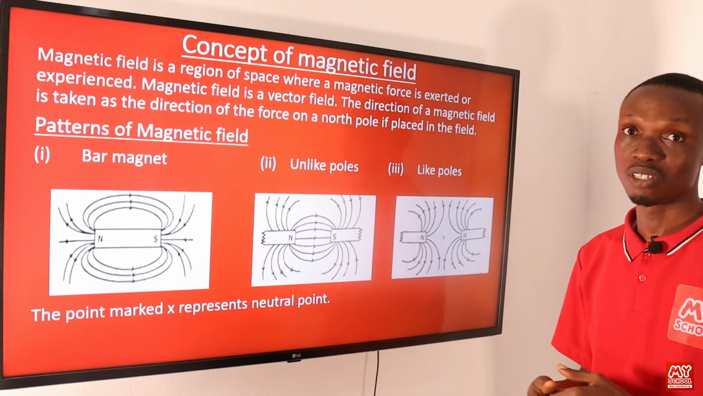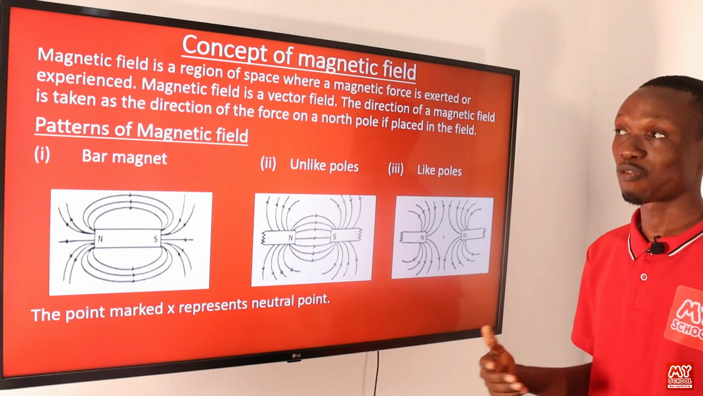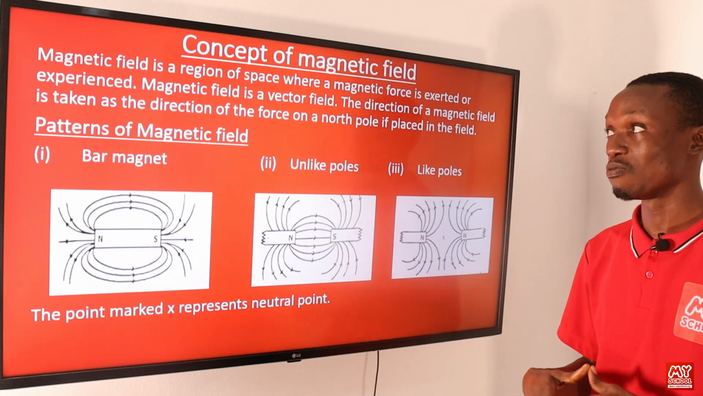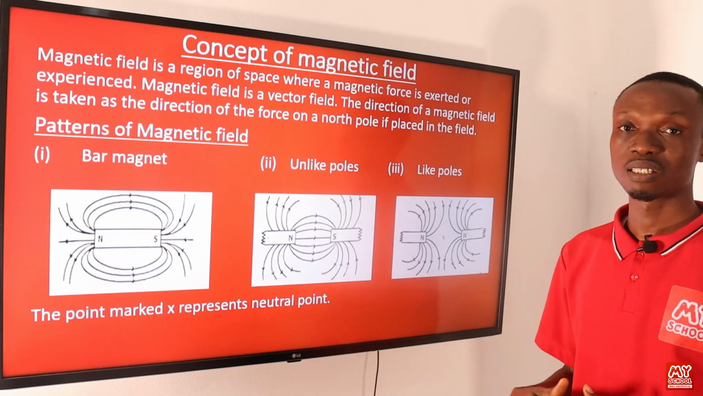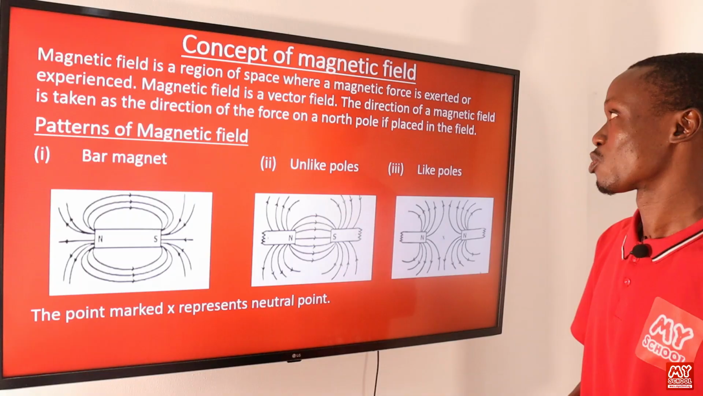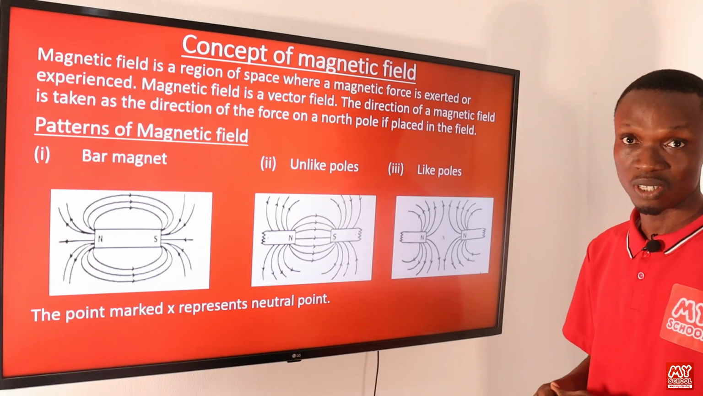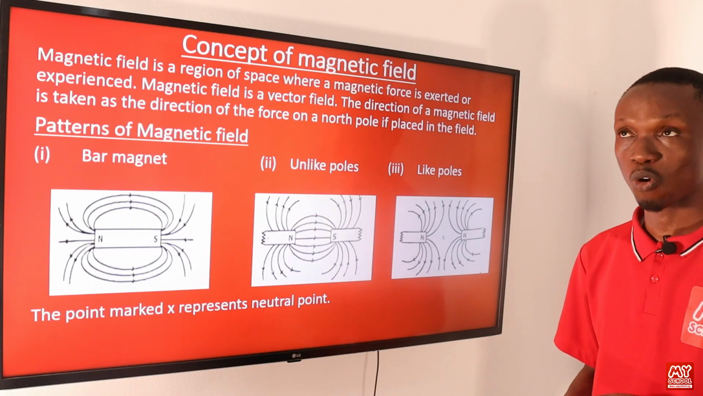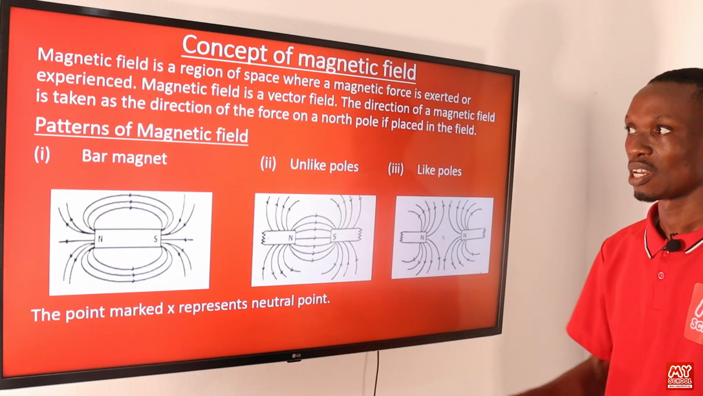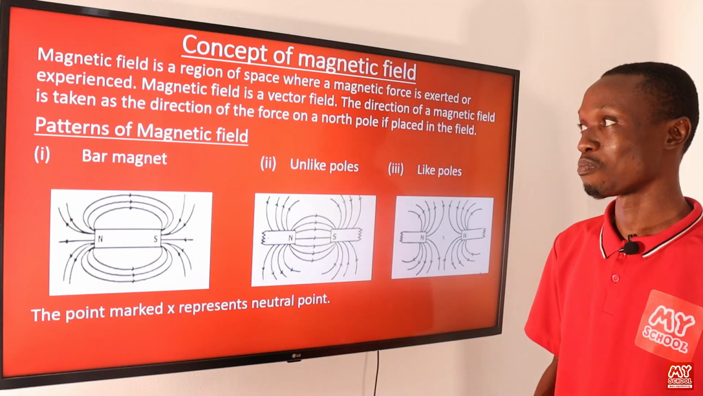A magnetic field is a region in space where a magnetic force is exerted or felt. Magnetic field is a vector field, meaning that it has direction and it also has magnitude. The direction of a magnetic field is taken as the direction of the force on a north pole if placed in the field. Now let's talk about the patterns of magnetic field.